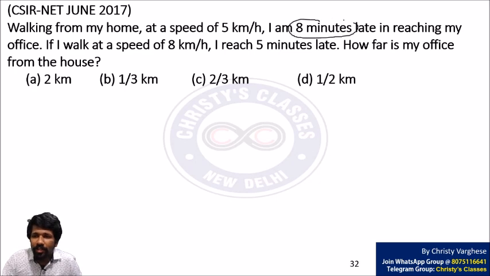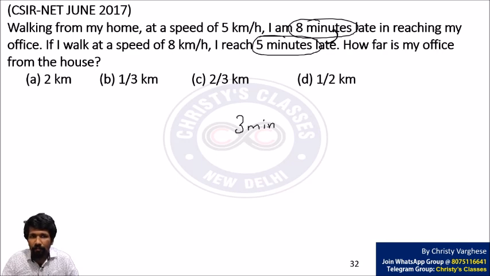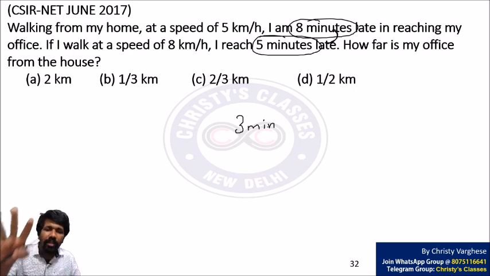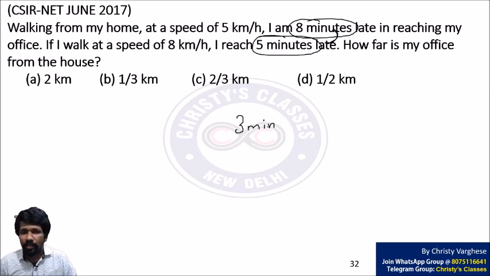First case is 8 minutes late. Second case is 5 minutes late. That means if you consider the two cases, the difference is 3 minutes. By moving at 8 km per hour, I can save 3 minutes. And that time is what? That time will be the difference between the two cases. Difference between time taken in two cases, you can easily say.